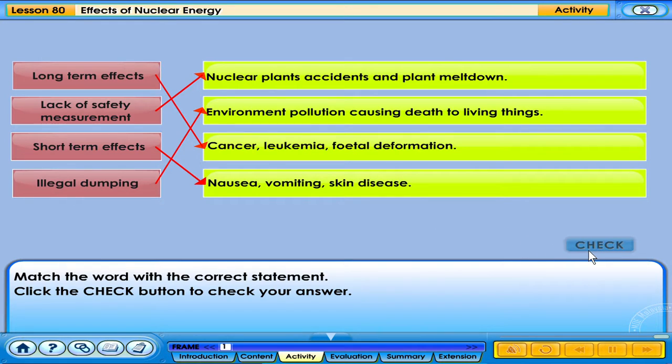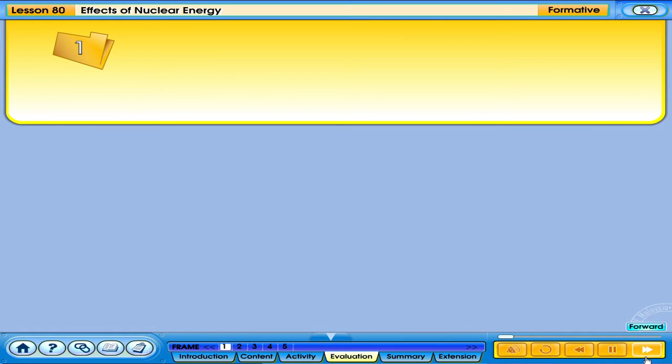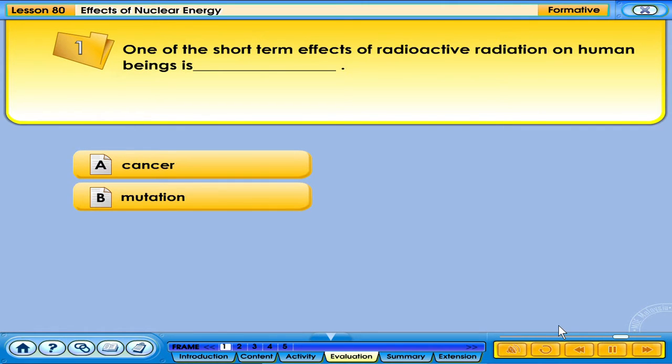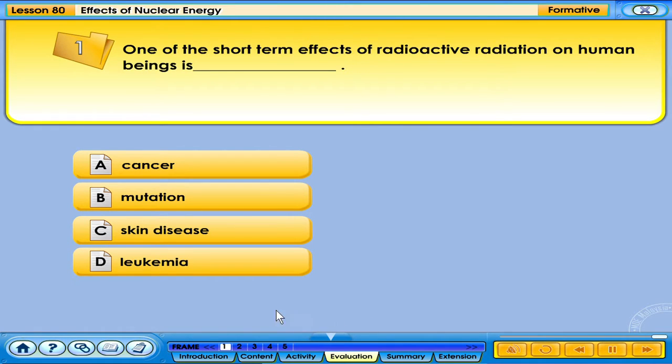Your answer is correct. Click the correct answer. One of the short-term effects of radioactive radiation on human beings is A. Cancer, B. Mutation, C. Skin disease, D. Leukemia.